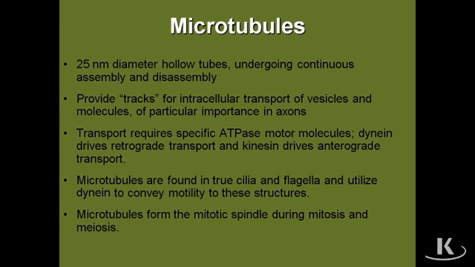So, in addition to providing vesicular and molecular transport inside cells, microtubules are the cytoskeletal element that are found in true cilia and flagella, and as such, because these are motile structures, they utilize dynein to maintain the beating nature of true cilia, and they also are found in the tails of sperm cells, allowing them motility as well. And then finally, not the least of which, microtubules form the mitotic spindle, which is going to help during chromosome separation during mitosis and meiosis.